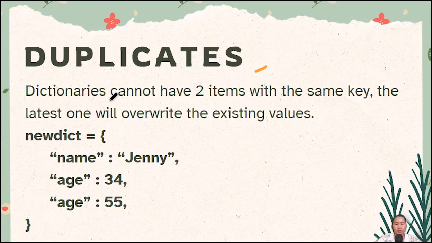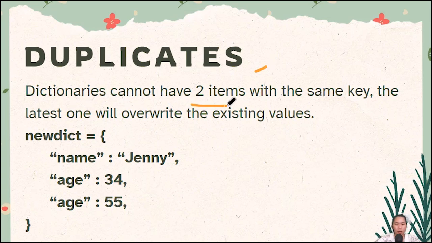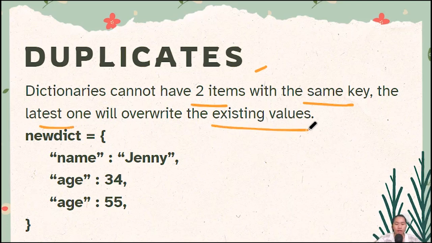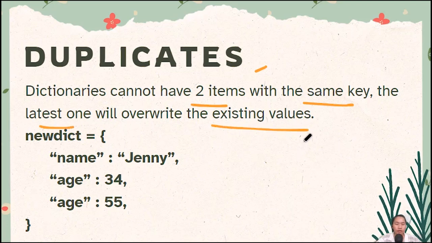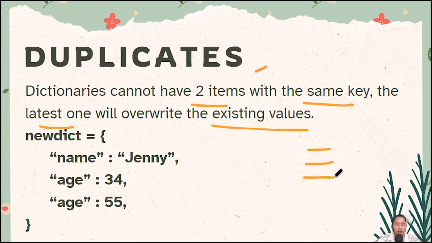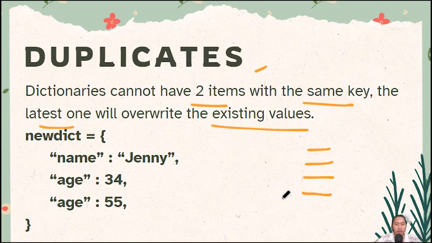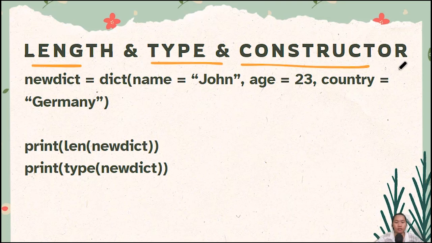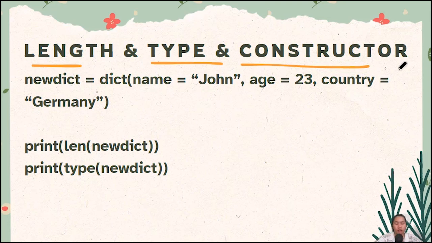Next up, duplicates. Dictionaries cannot have two items with the same key. The latest one will overwrite the existing value. So let's say I have this key over here, and then I have another duplicate, and then I have another duplicate and a duplicate. This duplicate will replace all of the above, okay? Things that we're very familiar with based on our previous learning experience with list, tuple, and sets, okay?